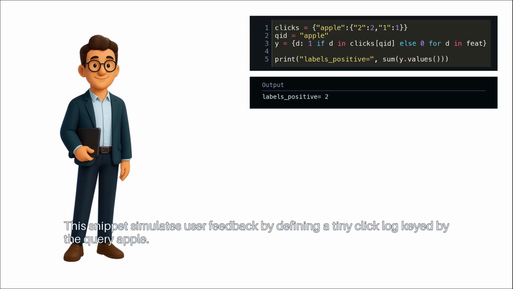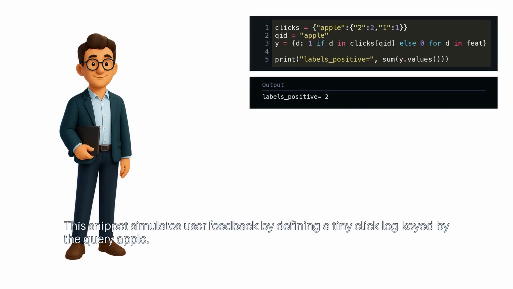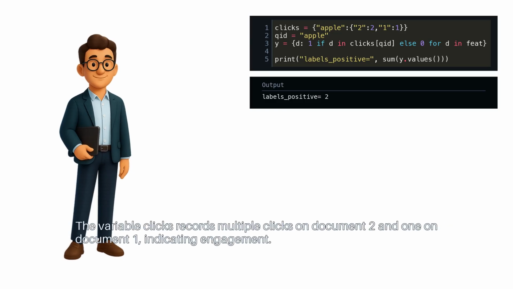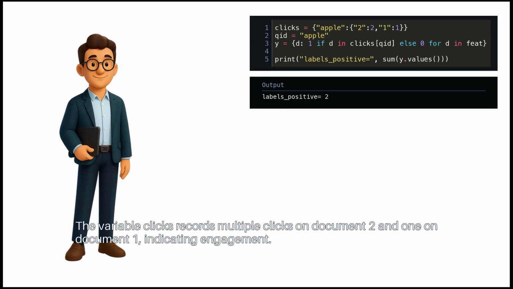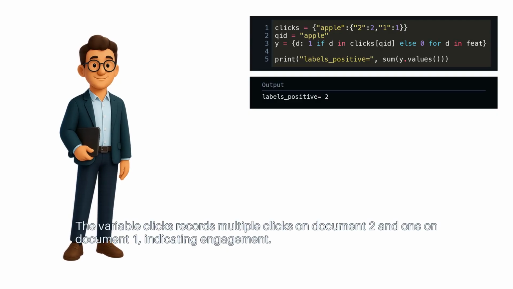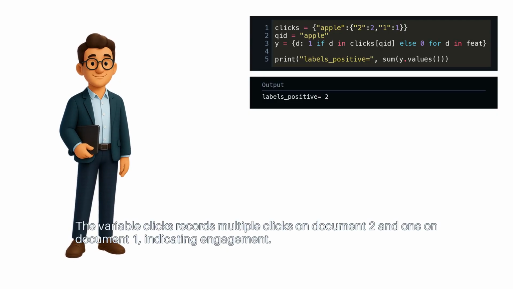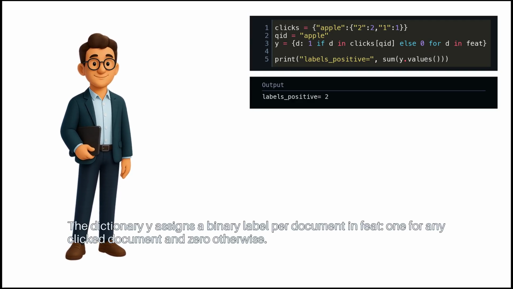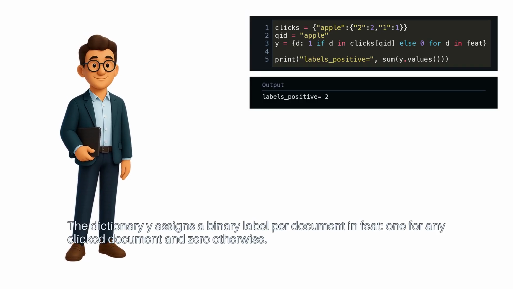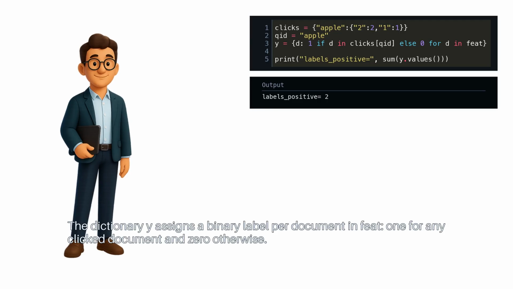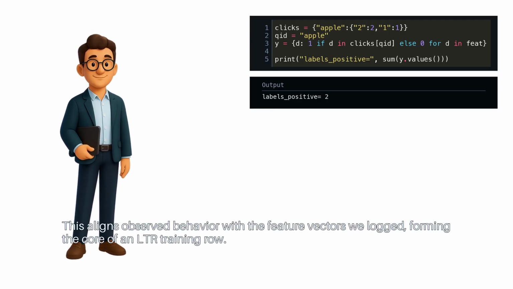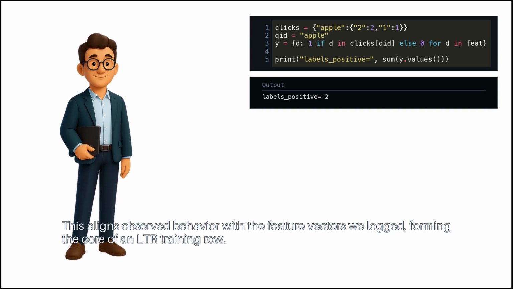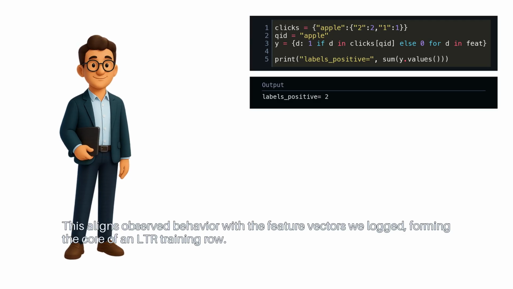This snippet simulates user feedback by defining a tiny click log keyed by the query apple. The variable clicks records multiple clicks on document 2 and 1 on document 1, indicating engagement. The dictionary y assigns a binary label per document in feat, 1 for any clicked document and 0 otherwise. This aligns observed behavior with the feature vectors we logged, forming the core of an LTR training row.